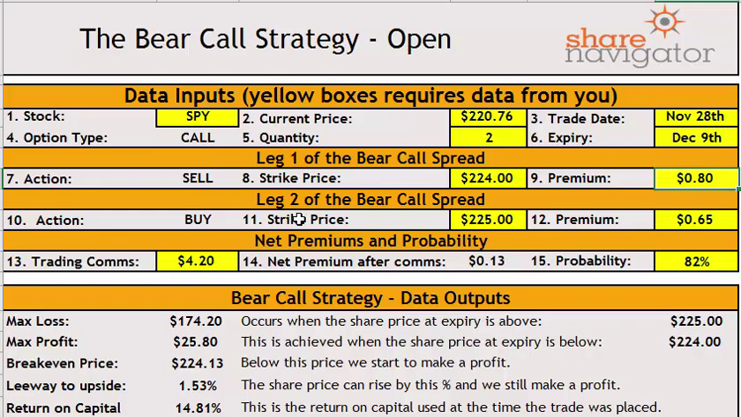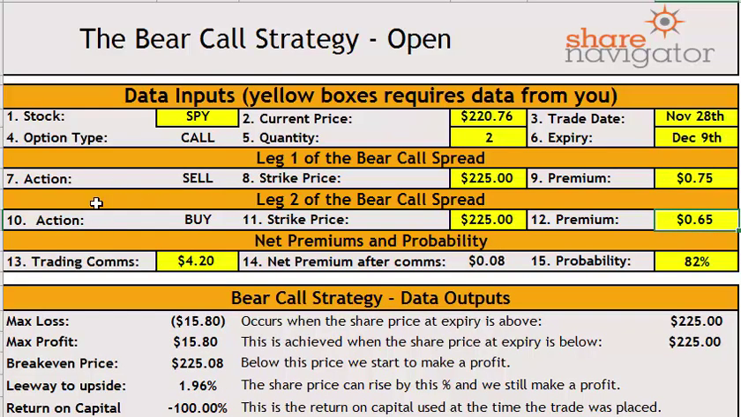Now there's 2 legs to the bear call spread. The first leg is where we're going to sell whatever strike price we pick. So for this particular example, we picked 224, but we could change that to 225. And you can see here that the premium will change, and this will be given to you at the time by wherever you're getting your option quotes from. So let's say the premium here is 0.75.